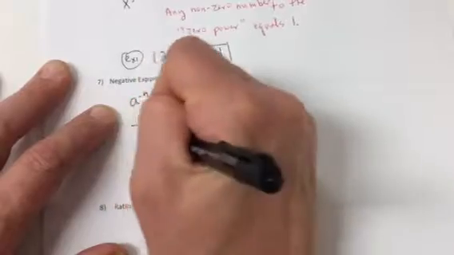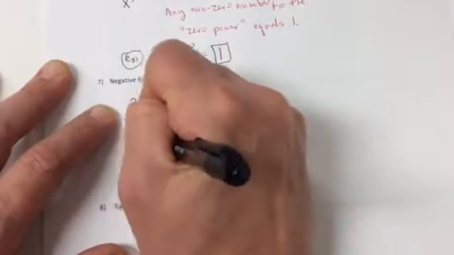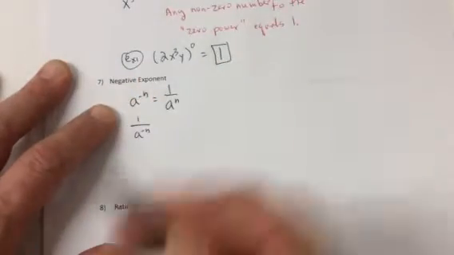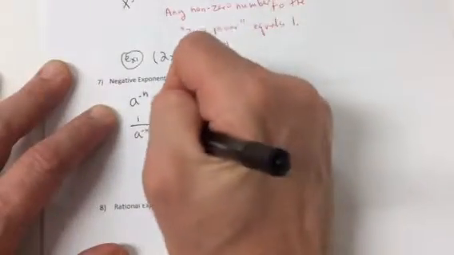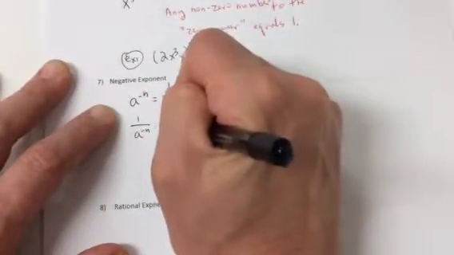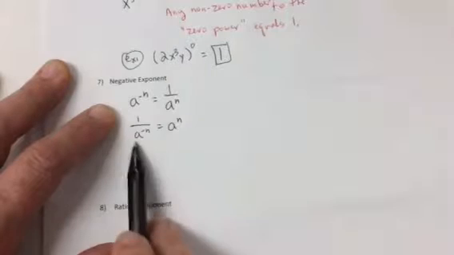So let's look at another example that's similar algebraically. So we have a to the negative nth, or 1 over a to the negative nth power. And that's going to equal a to the nth power.